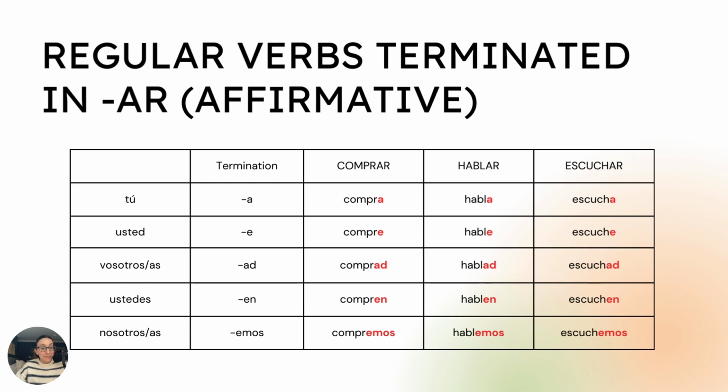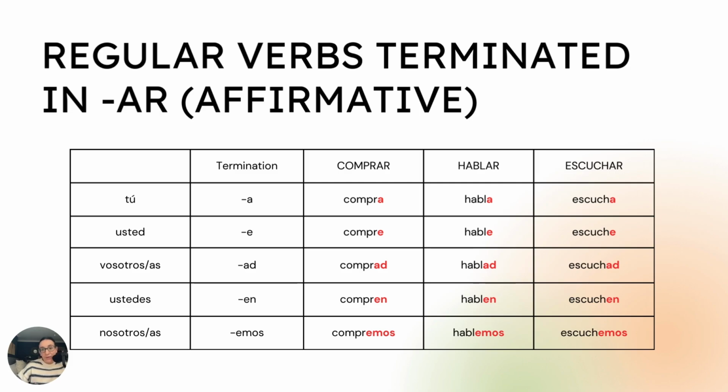The ending is going to be E. So we have dropped the AR and we're going to add E. So compre. Nosotros o nosotras, we're going to add AD. So comprad. For ustedes, we're going to add EN. So compren. Nosotros, nosotras. Compremos.